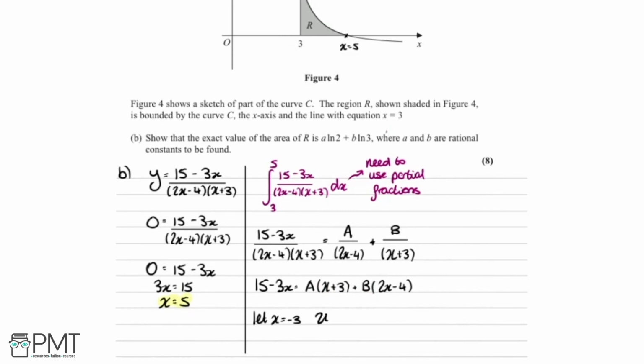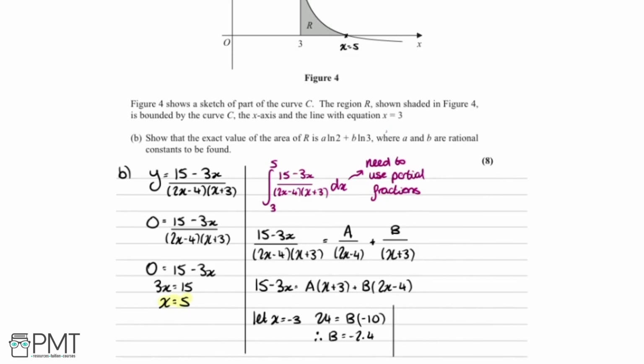So here we're going to get 24, because if we sub x equals minus 3 into here, we get 15 minus 3 times minus 3, which gives us 24. And then this bracket just goes down to 0, so we can ignore that. And that's going to equal B multiplied by 2 times minus 3, which is minus 6, and if we take away 4 from that, it goes to minus 10. So therefore, B equals minus 2.4.